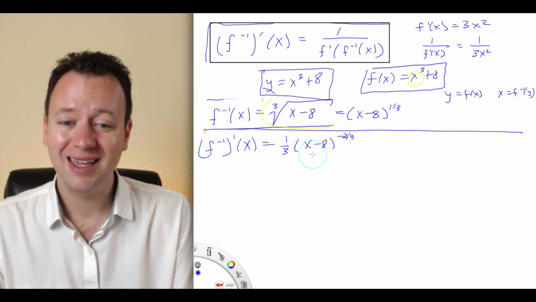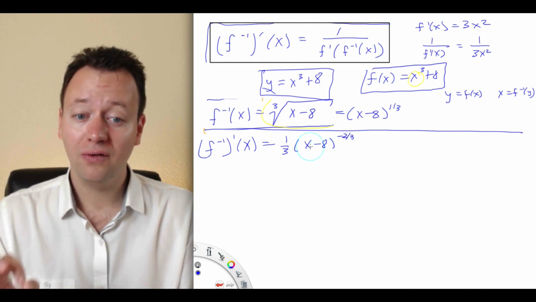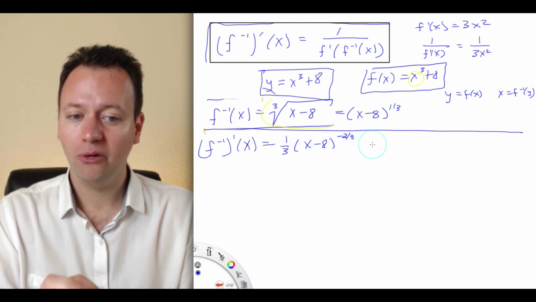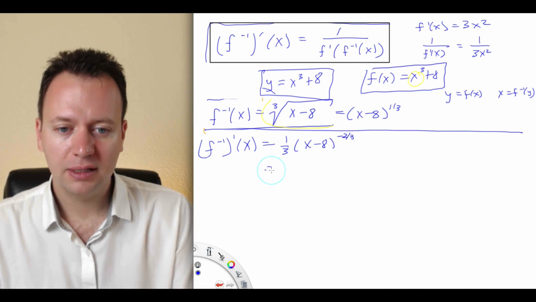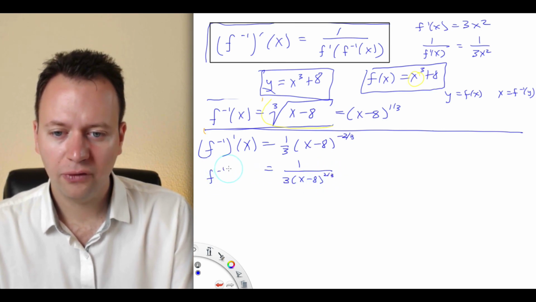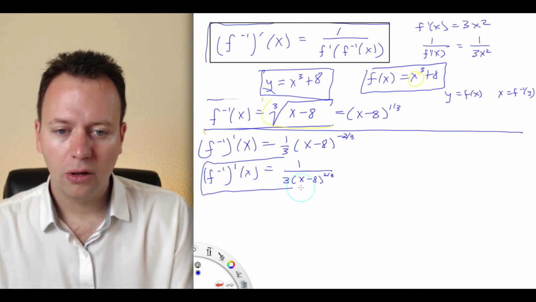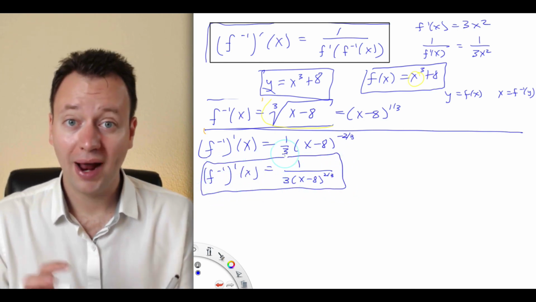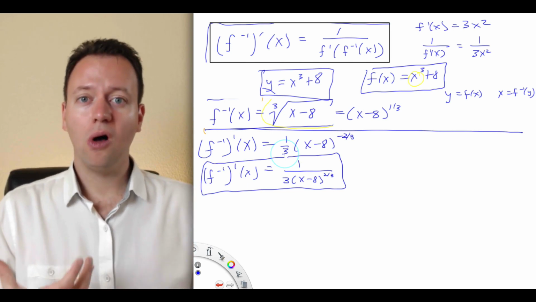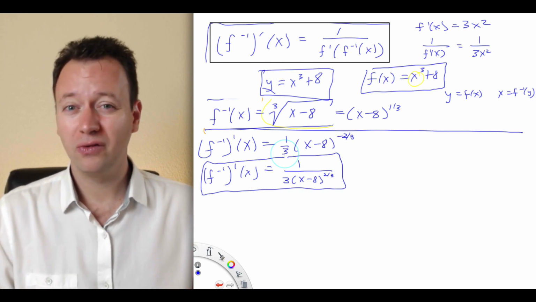times the derivative of the inside. Now the inside function is just x minus 8, and the derivative of x minus 8 is 1, so we only have to multiply this by 1. And so this is equivalent to 1 divided by 3 x minus 8 to the 2/3. So that was f inverse prime of x. As computed directly, we literally went through all the steps to locate the inverse function, and then we took the derivative of the inverse function.